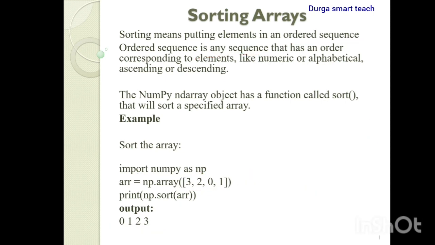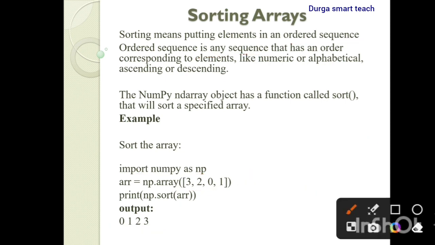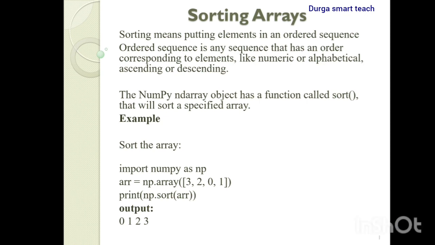You need to use the axis parameter inside the sort: arr comma axis equals to 1. By default axis equals to 0, that's why the array elements are sorted in ascending order. If you want to arrange those elements in descending order, you need to use axis equals to 1.